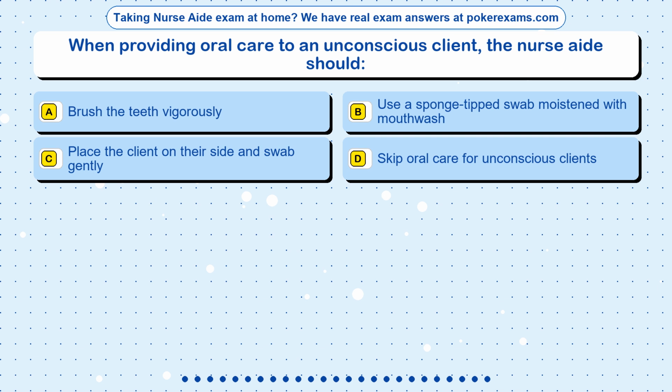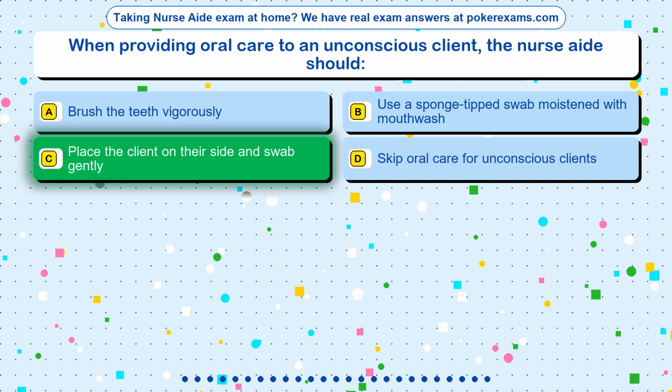Question 3. When providing oral care to an unconscious client, the nurse aide should: Option A, brush the teeth vigorously. Option B, use a sponge-tipped swab moistened with mouthwash. Option C, place the client on their side and swab gently. Option D, skip oral care for unconscious clients.